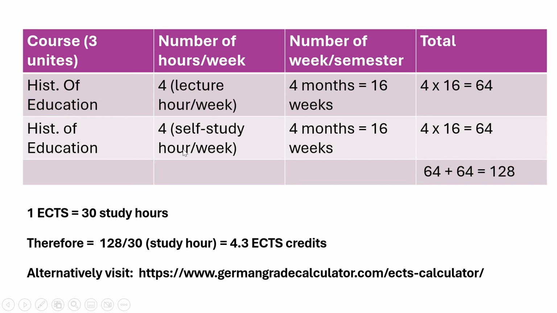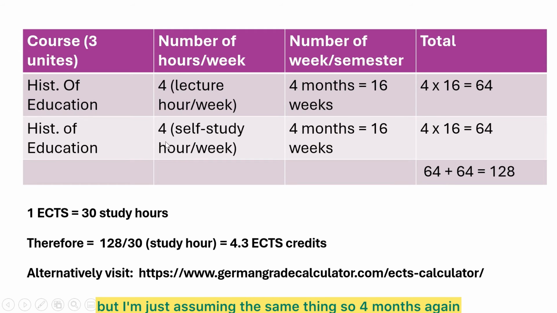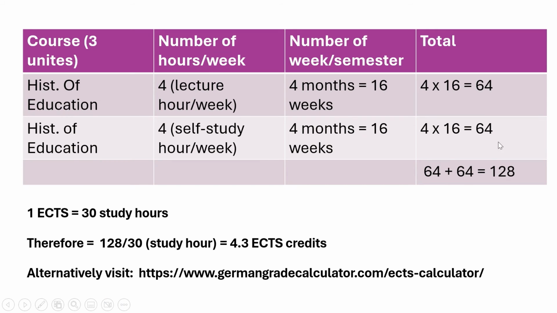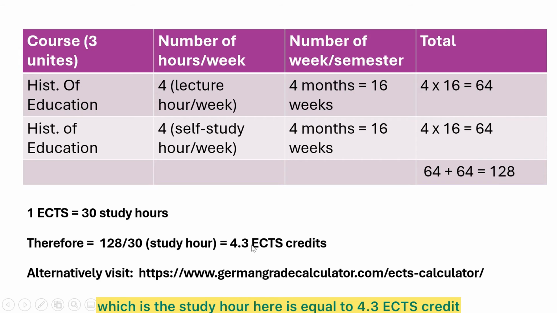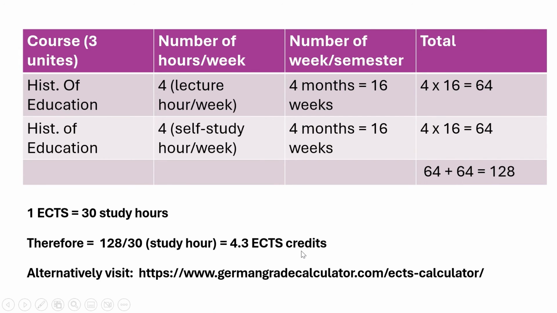So self-study, how many hours did I spend on self-study on this particular course? I'm assuming the same hours, 4 hours. Yours can be more, but I'm just assuming the same thing. So 4 months again, which is 16 weeks. 4 times 16, 64. So 64 plus 64 is 128. Don't forget, when I started this video, I said 1 ECTS is equal to 30 study hours. Therefore, 128 divided by 30 is equal to 4.3 ECTS credit. So for this particular course, we have acquired 4.3 ECTS credit.